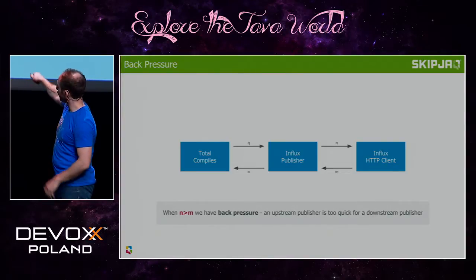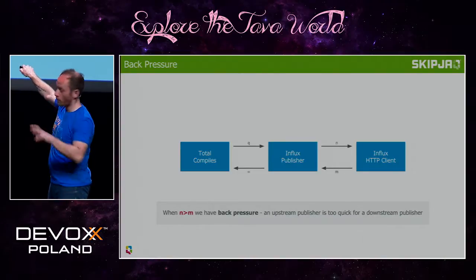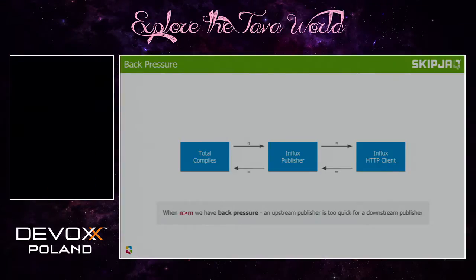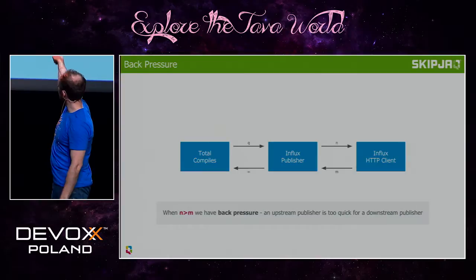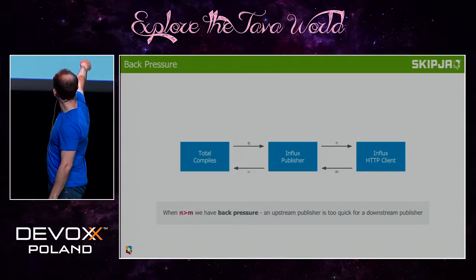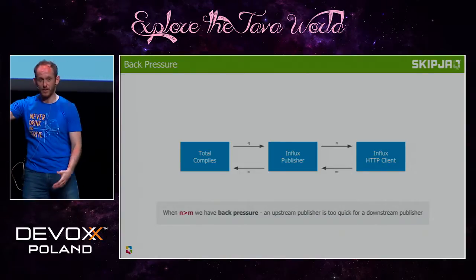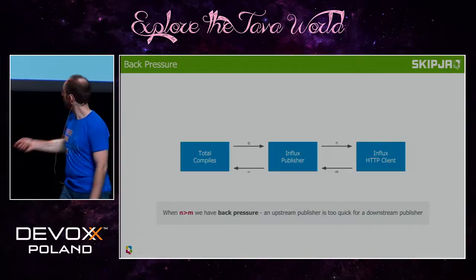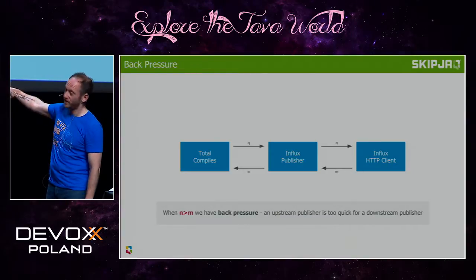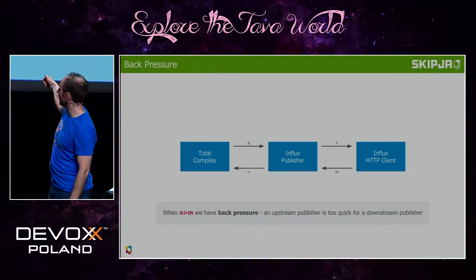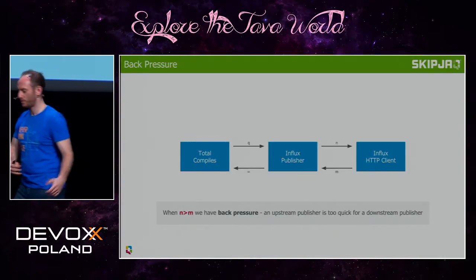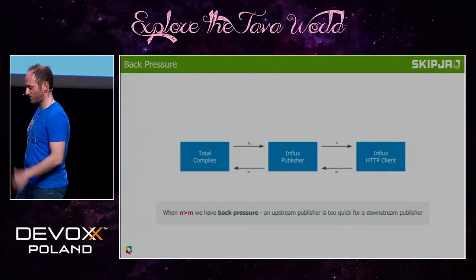So let's consider this. I've got a total compiles monitor, something that's monitoring the number of JIT compiles in a JVM, and it's publishing some number of those every second maybe, and that's N. I want to publish these to my InfluxDB time series database, and the client can do some fixed amount, roughly based on how fast the database can process, and that's M. It's asking the publisher for data, and the publisher's asking the sampler for data. When N is greater than M, we have back pressure. So the amount available is greater than the amount required. There's back pressure, and we can decide what to do in that scenario.